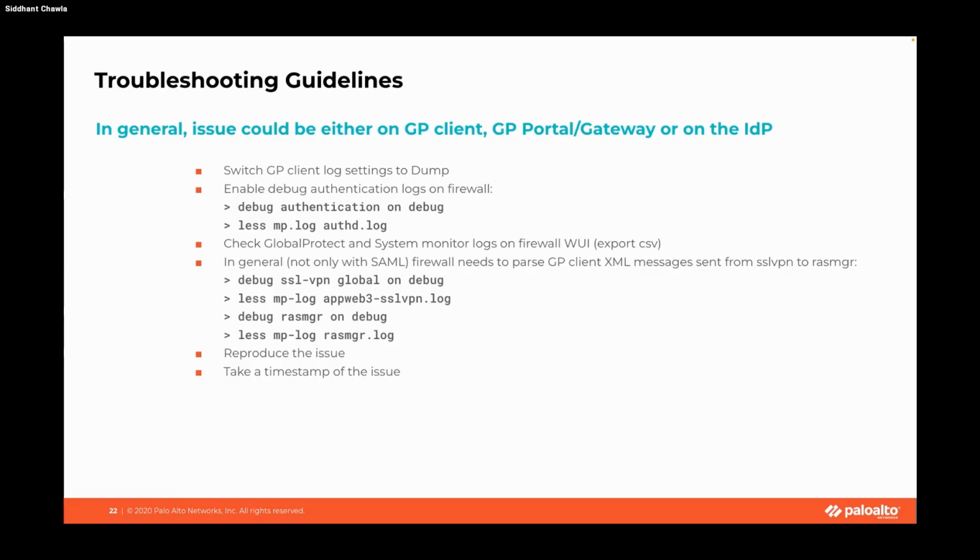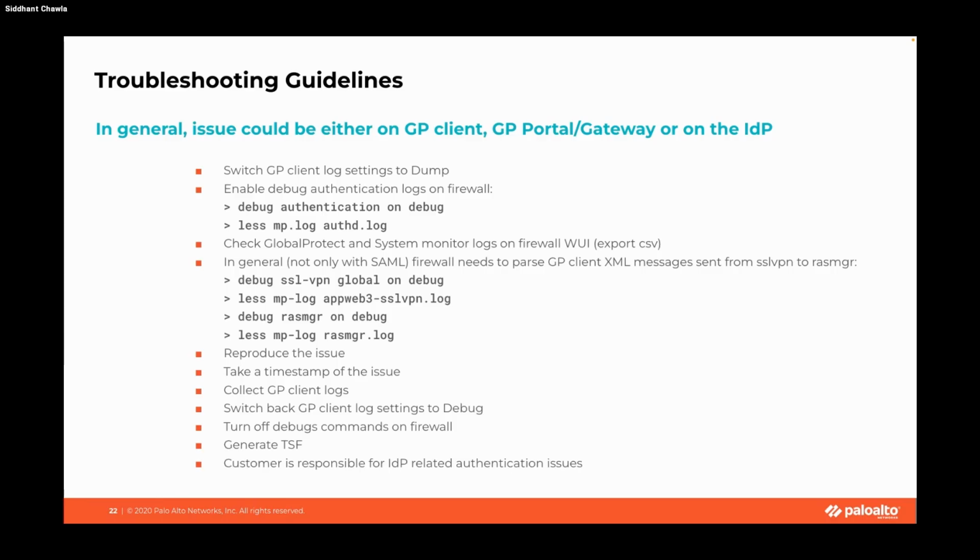Once you have set all the logs to debug, reproduce the issue, take note of the timestamp of the issue, collect the GP client logs, switch the GP client logs setting back from dump, turn off the debug commands on the firewall, and generate a TSF. Always remember, it's the customer who is responsible for IDP-related authentication issues.